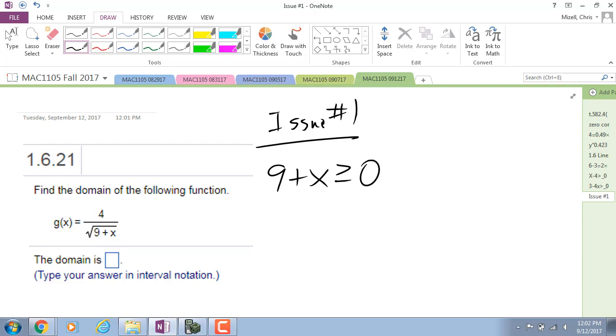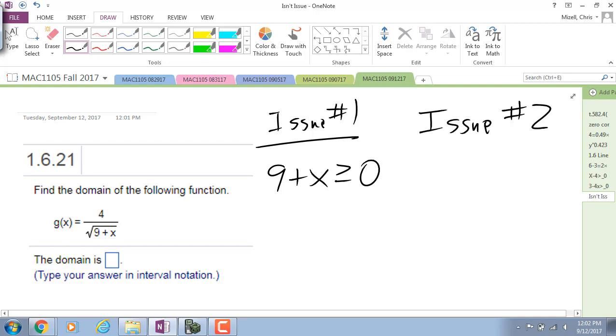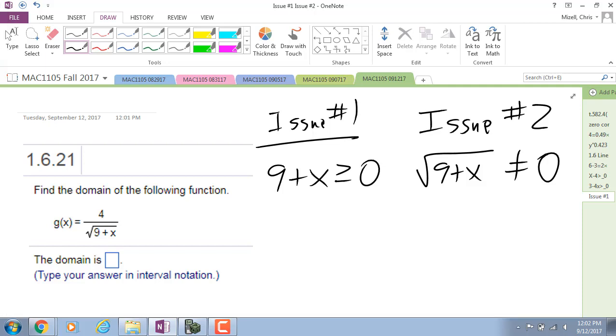Denominator can't be zero. That's issue number 2. We're going to take the square root of that 9 plus x, and when we take the square root of that 9 plus x, it's not allowed to equal 0. So issue number 1, we've got to have a real number in the denominator. Issue number 2, that real number in the denominator better not be 0. So if both these issues are satisfied, we're going to be good.